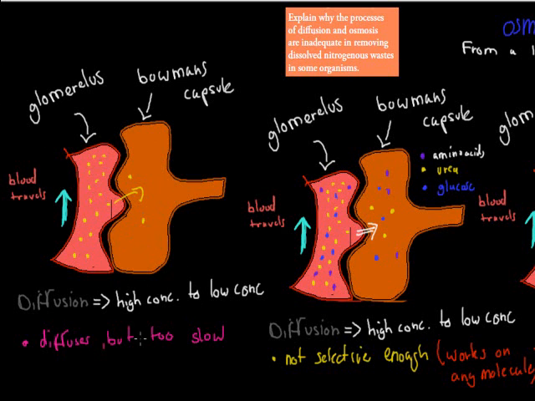The problem is this diffusion was too slow, so you don't have all of them going over, and we want to get rid of most of them or all of them. So that was one problem, it was not fast enough. The other problem with diffusion was that it was not selective enough.